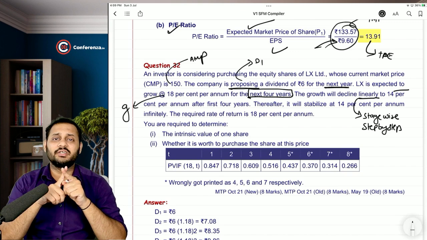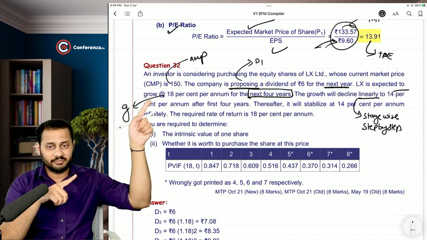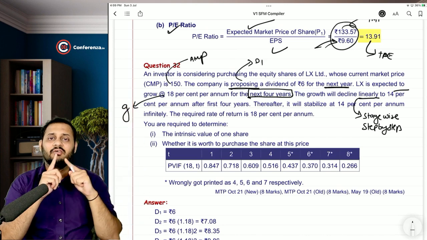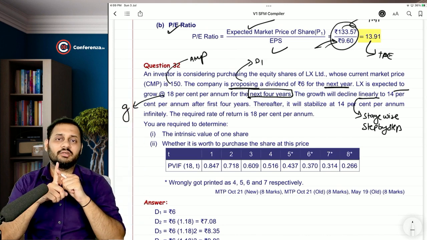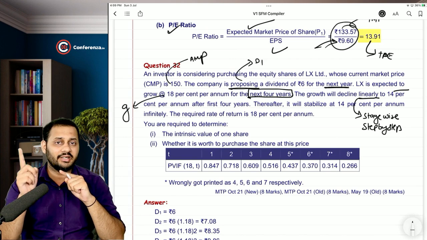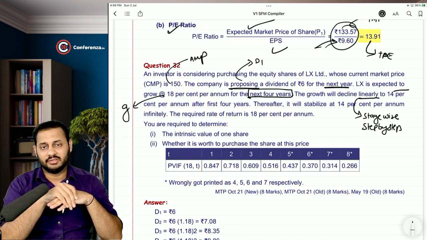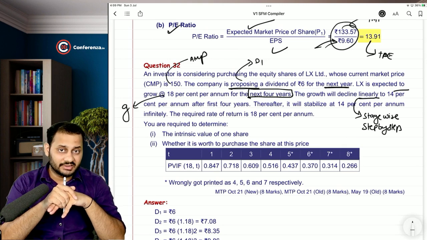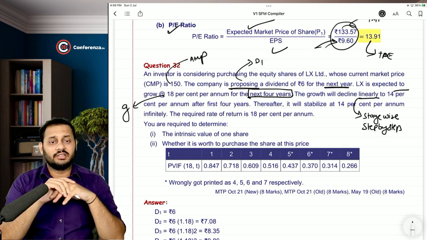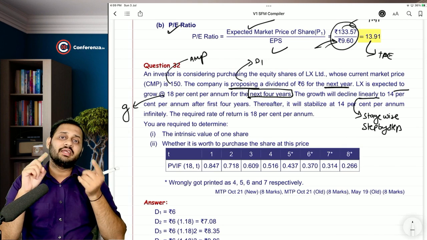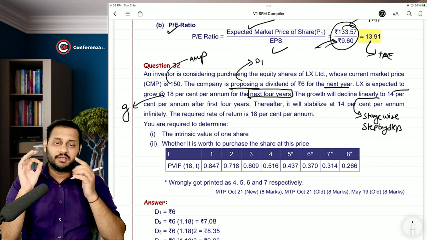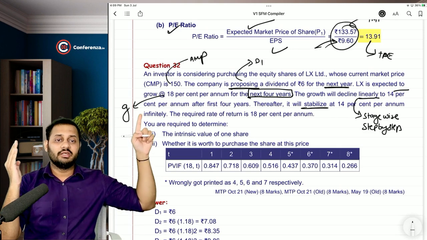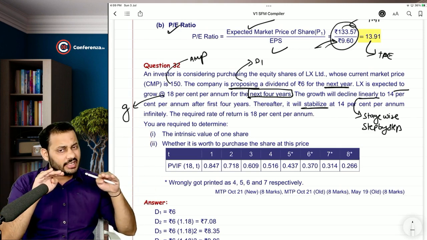So in the 5th year, the growth rate will be 17%. 6th year, the growth rate will be 16%. 7th year, the growth rate will be 15%. And the 8th year, it will be 14%. This is what linear declination means. Thereafter, after 8 years, it will stabilize, meaning perpetuity, at 14%. The growth rate will be the same.